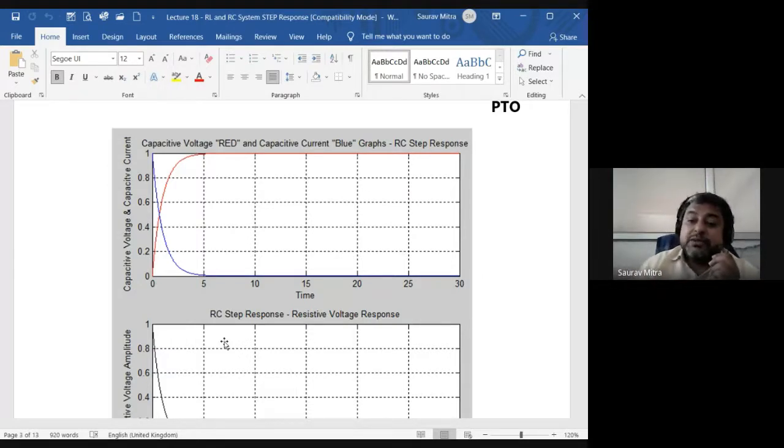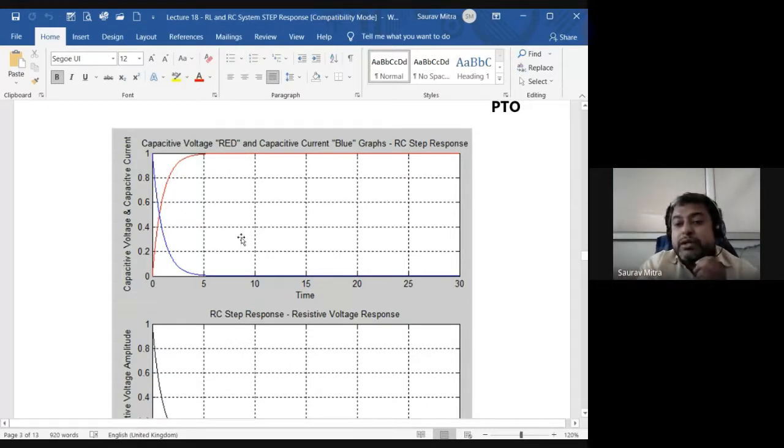At t equal to 0, the capacitor acts as a short circuit, and as time goes by, the capacitor becomes open circuited. Across an open circuit the voltage keeps increasing, and across it the current keeps decreasing. And it is exactly opposite in the case of the inductor. The inductor was initially open, that's why the current was very low, and then it was getting shorted. That means the current in the inductor was building up. The capacitor is the opposite. The capacitor was initially short circuited.